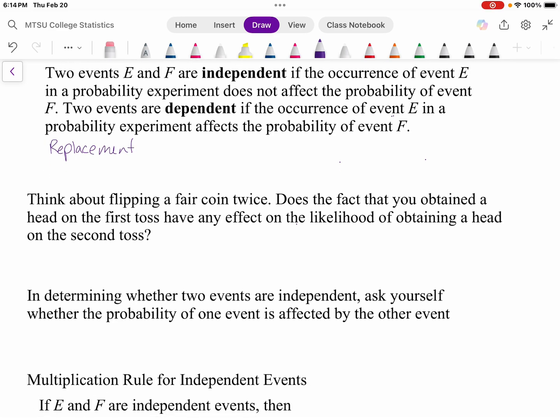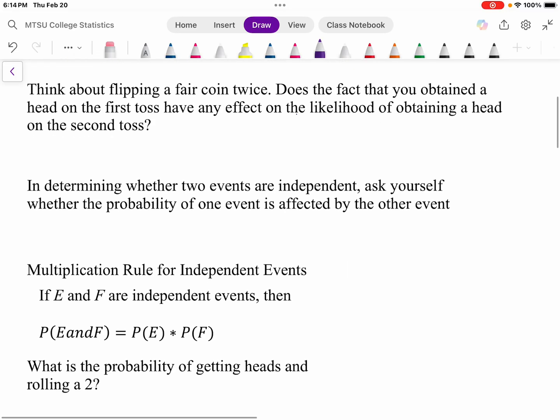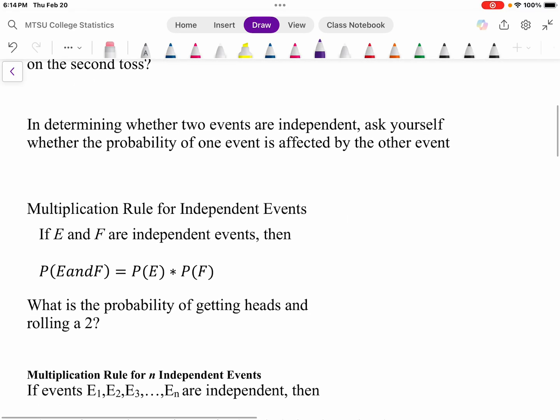Quick little note here, again thinking about tossing a coin multiple times. Whether you get heads on the first one doesn't dictate whether you get heads on the second one. Those are independent events. So the multiplication rule says that if I want to find the probability of event E and event F happening, if they're independent, I can just multiply the two together.